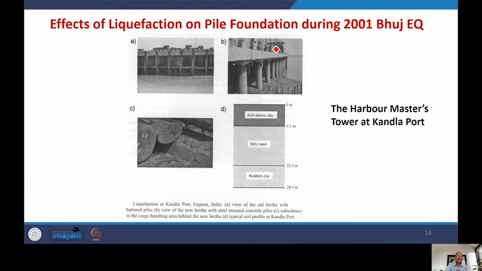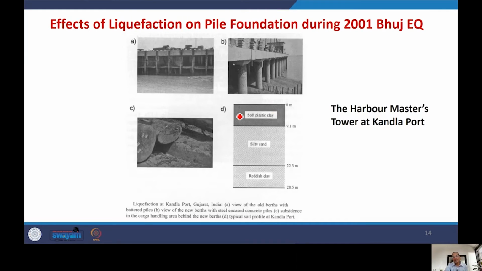So you could see that in this figure, what has been shown is the first case, the old construction. In the second case, new construction. And third is showing the position of the soil behind the new berths, so under the cargo handling area. And this is the soil profile. When we talk about soil profile, you have soft plastic clay on the top, silty sand, and reddish clay.